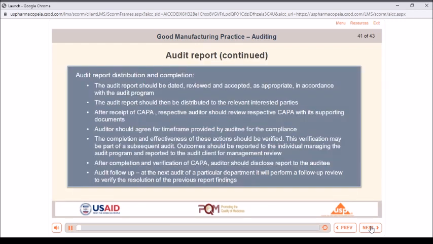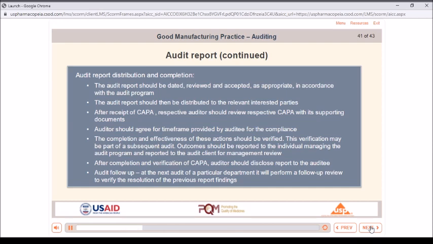Audit report. Continued. Audit report distribution and completion. The audit report should be dated, reviewed, and accepted as appropriate in accordance with the audit program. The audit report should then be distributed to the relevant interested parties.